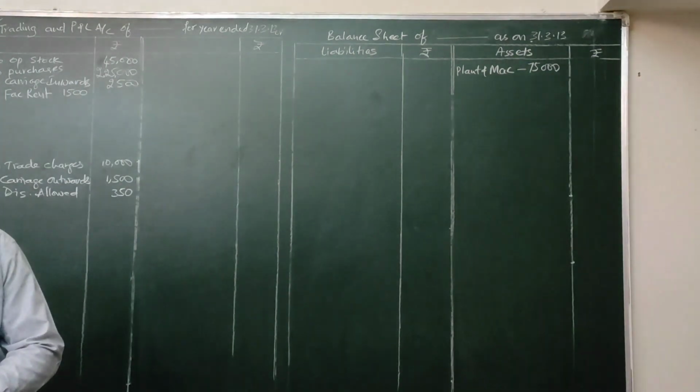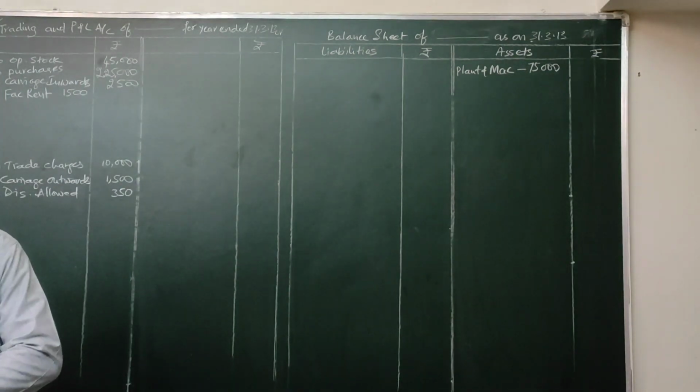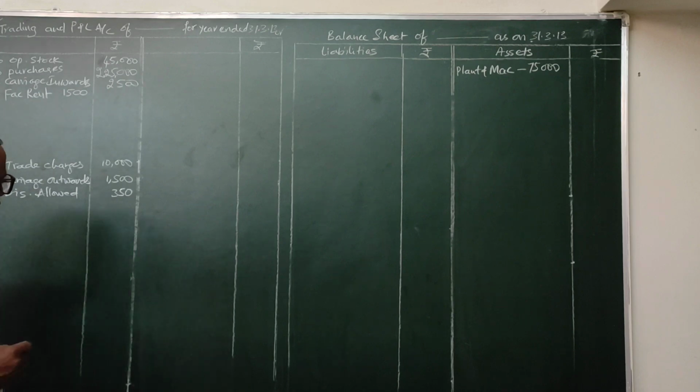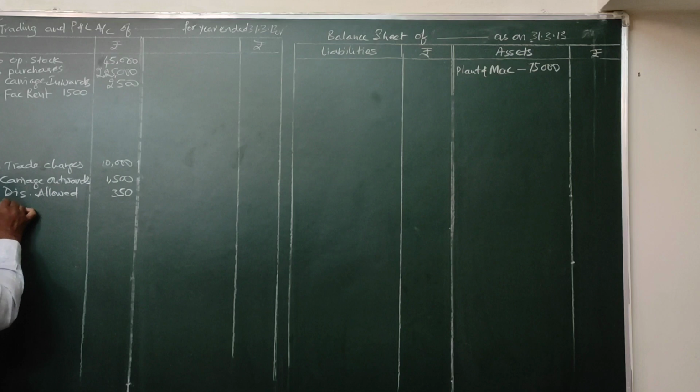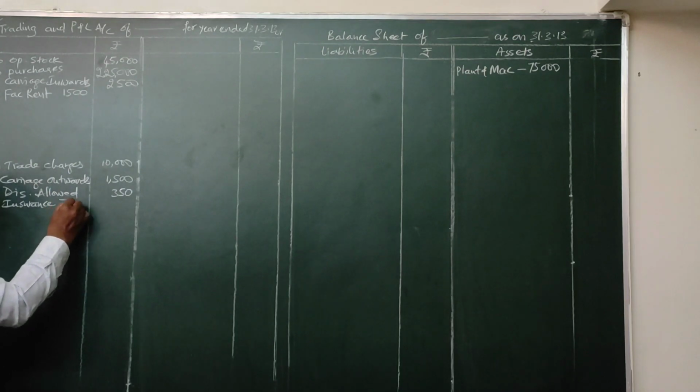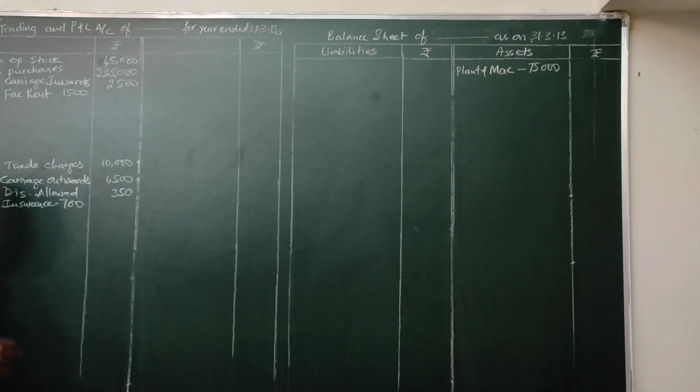Then again insurance. Insurance is an indirect expenditure, profit and loss account debit side. We are having an adjustment for insurance also. So take it in the inner column. To insurance. How much he has given for insurance? 700. Take it in the inner column 700. We are having adjustment for this.